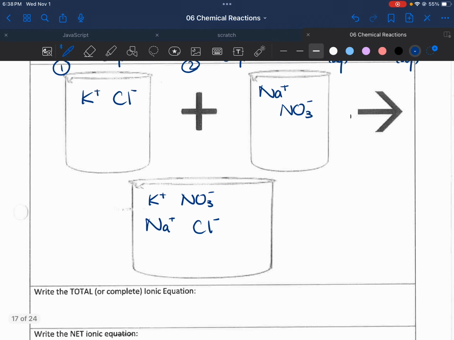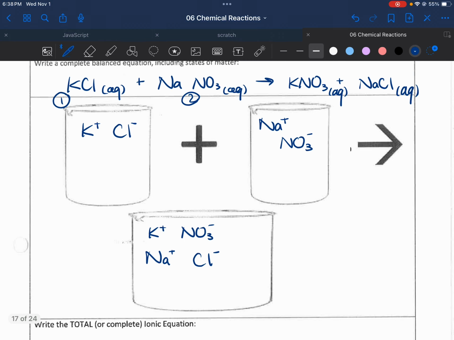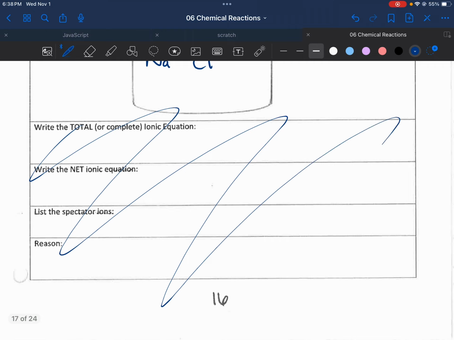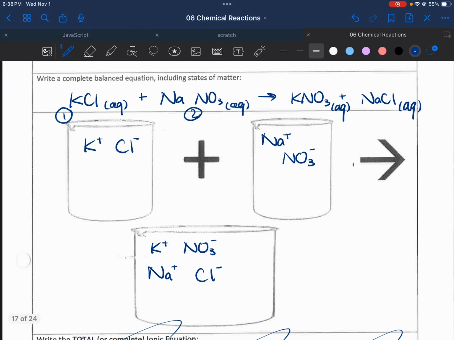We don't have a solid at the bottom. Everything is just floating around freely within the solution, okay? Also ignore the bottom part, and that's all I have for you today.